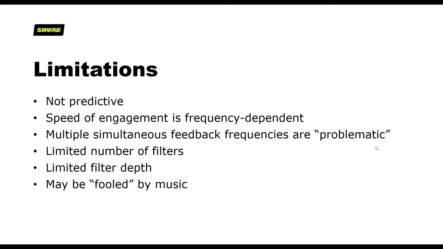Now, these devices can be very, very quick. And once a frequency does feedback, it'll get rid of it, and you shouldn't hear it again, but you might hear it at first. The speed of engagement, or how fast it's able to deploy a filter, is frequency dependent. It usually can figure out higher frequency feedback before lower frequency feedback. If multiple frequencies start to feedback simultaneously, that can present a problem, because now the algorithm has to work harder to figure out which frequencies are feeding back. So if you suddenly find yourself in an uncontrolled feedback situation, it may not help you.